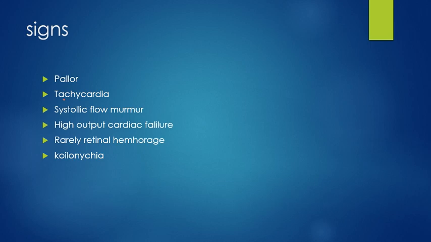The systolic flow murmur occurs because the cardiac output, the blood plasma concentration and the blood volume increase to compensate for the decreased hemoglobin concentration. So due to increased blood volume, the systolic flow murmur occurs. There is also a chance of high output cardiac failure. Rarely retinal hemorrhage can occur and koilonychia can occur.